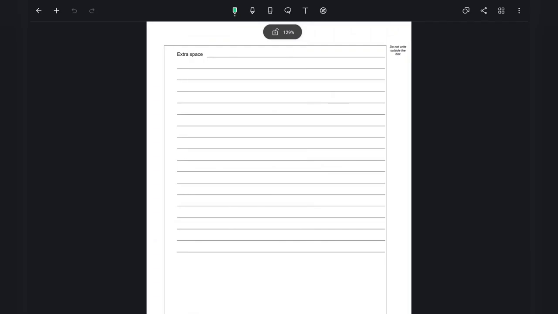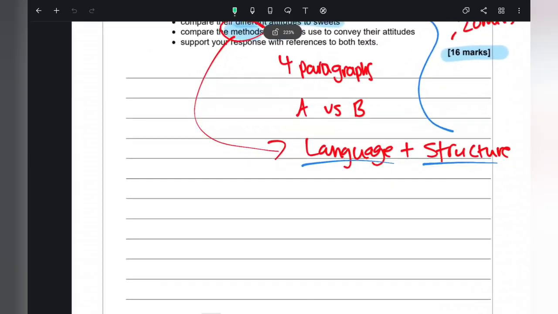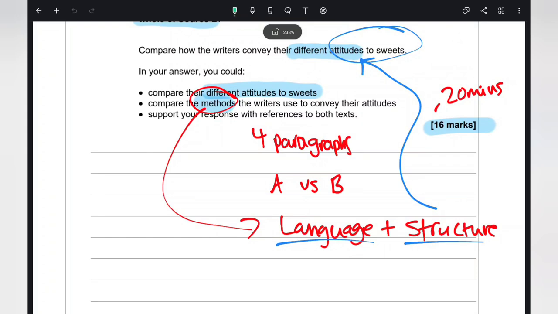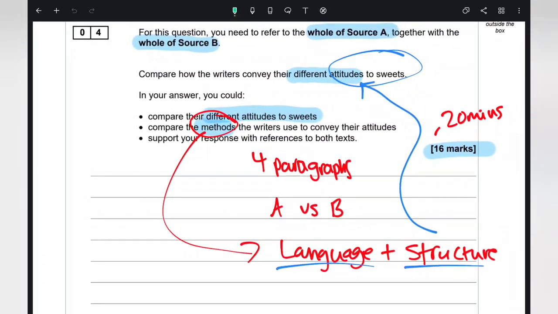And then question 4, the last question for section A, very important, 16 marks. You should be aiming to write 3 to 4 paragraphs comparing the 2. Now, again, it will be on the attitudes, for example, so you're comparing the viewpoints, and you need to support it with the writer's methods through language and structure. In terms of timing, you'd probably want to spend 20 minutes on this question. And remember, this question is a significant question in deciding if you get your target grade or not. So do not rush this question. Do spend a lot of time on it. And do write the best possible answer for your question 4.